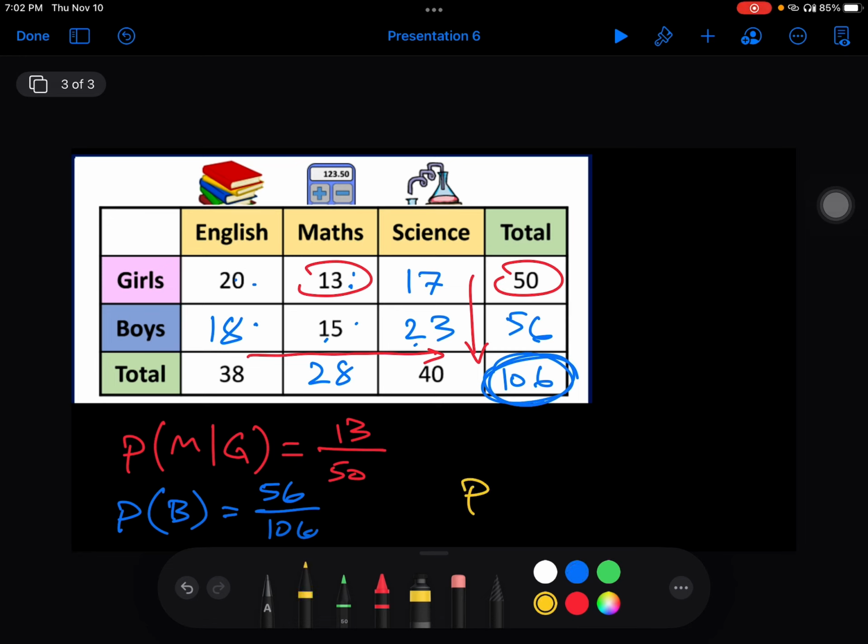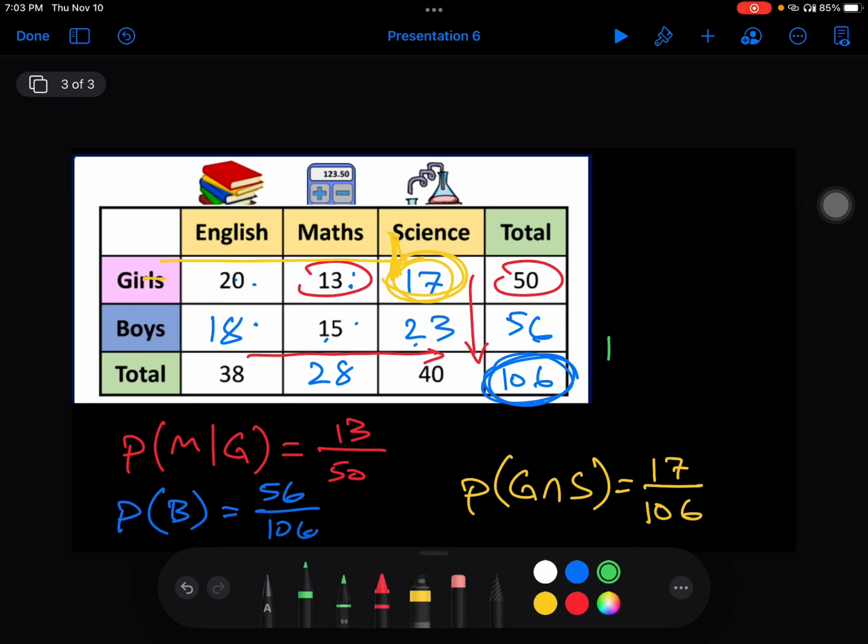Once again, how about the probability of a student being a girl and in science or liking science? Well, those who are both girl and science is 17. So we're just moving over this row and this column. Where they meet is 17. And lacking any other information, we can assume that we're taking this girl who likes science out of the entire population. So that's 17 over 106.